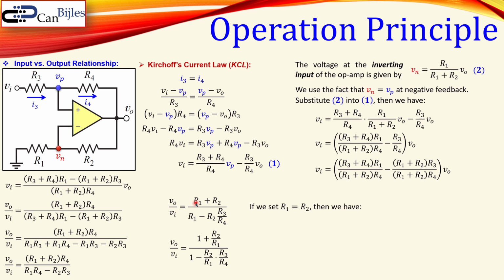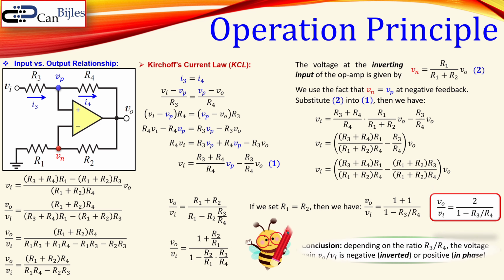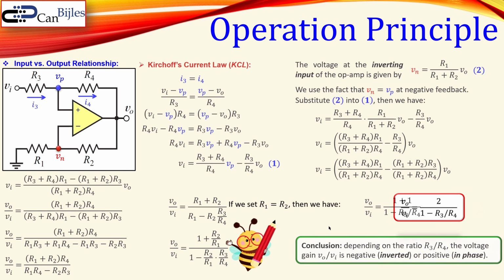Now if we set here R1 equal to R2, that's actually also shown here, then the gain expression will be 1 plus 1 over 1 minus 1 times R3 over R4, which is actually shown here. And this is again a very similar expression as we have seen before for the other input signal. So again, the same situation. If the ratio R3 over R4 changes, then the voltage gain can be inverted or positive, which is then in phase. It is non-inverted.